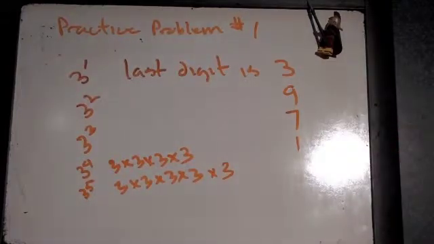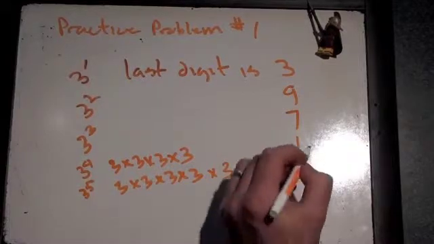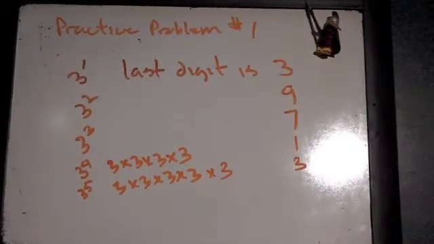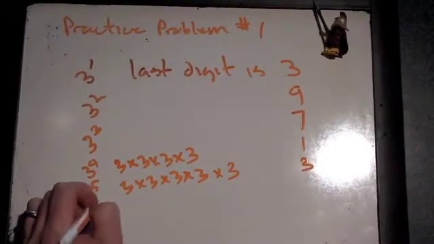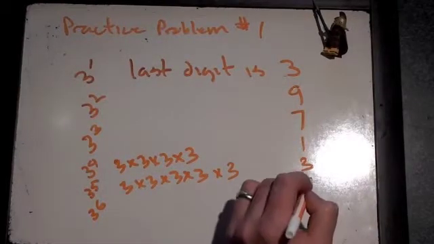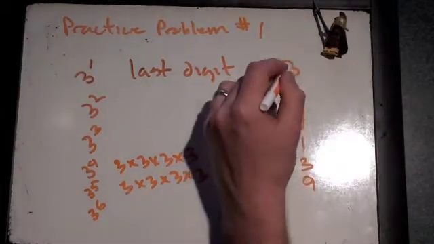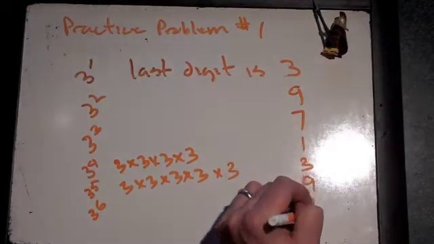So what's the last digit going to be? The last digit of 3 to the 4th was 1. And how do we go from 3 to the 4th to 3 to the 5th? What do we multiply by? Multiply by 3. 1 times 3 is 3. So the last digit is going to be 3. Probably the next last digit is going to be 9, and then 7, and then 1, and then back to 3. It goes in a nice little pattern. 3, 9, 7, 1, 3, 9, 7, 1.